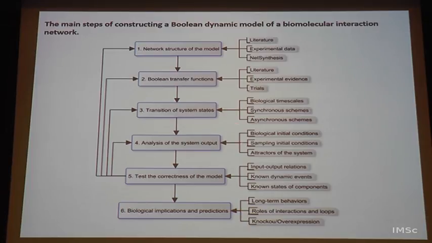And analysis of the system output, obviously, tests the correctness of the model and looks at biological implications and predictions. At this stage you are getting biological initial conditions and some idea of the attractor of the system, and you are looking at whether the known attractors are consistent with what is known in literature. So you validate the hypothesis in some form, or if you can go back to the bench and validate it experimentally, it's even better. Is it matching with known dynamic events, matching with known states of components and so on?